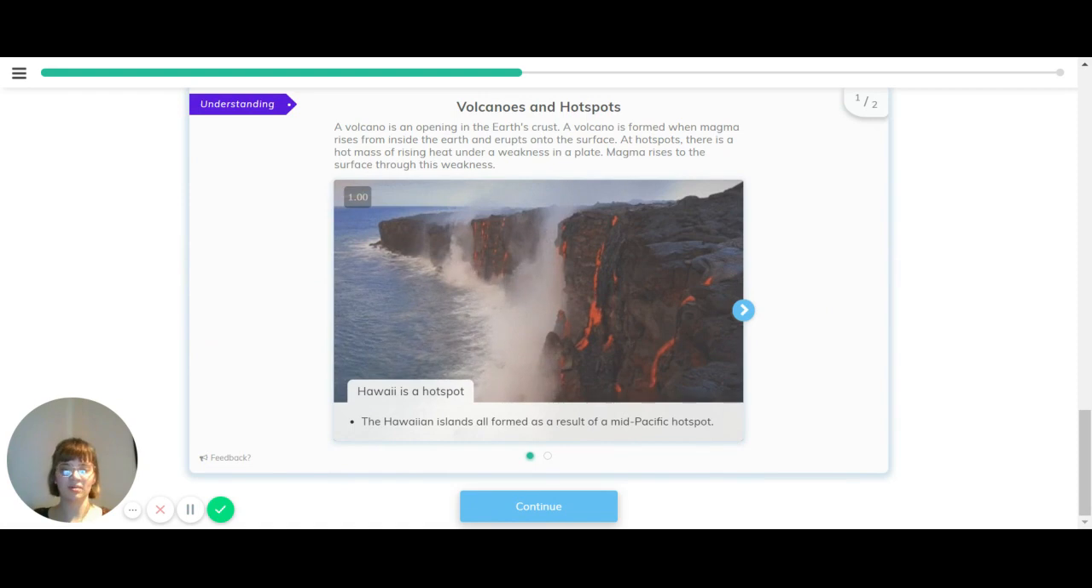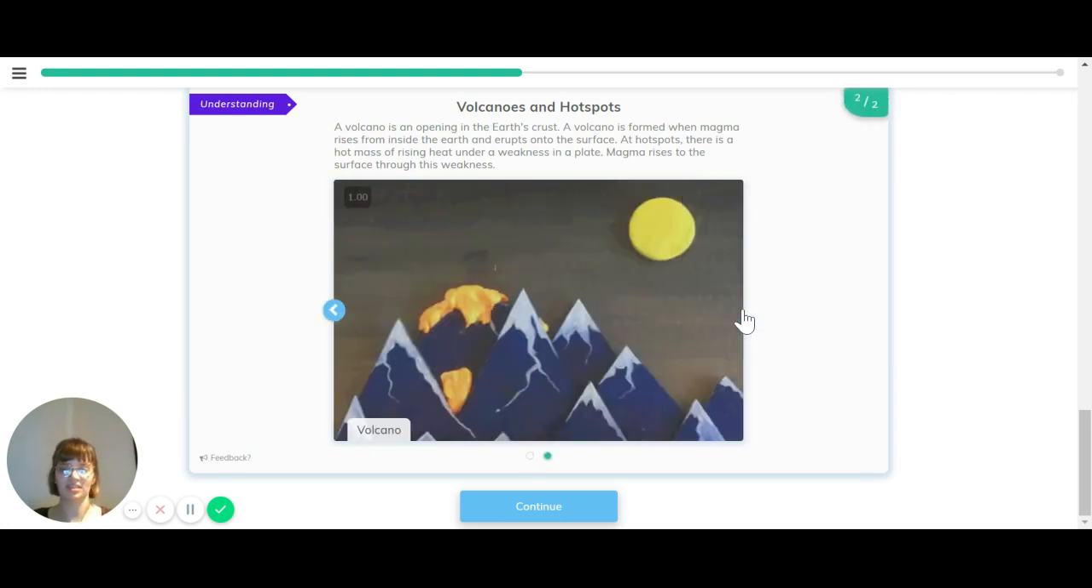So let's focus a little bit more on hotspots then. So a volcano, as we discussed, is an opening in Earth's crust. Hotspots are caused by a hot mass of rising heat under a weakness in the plate, and the magma rises up to the surface through this weakness. The Hawaiian Islands are all formed as part of this in a mid-Pacific hotspot, so that's in the Pacific Ocean, and a volcano forms.